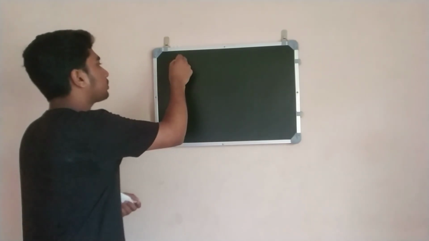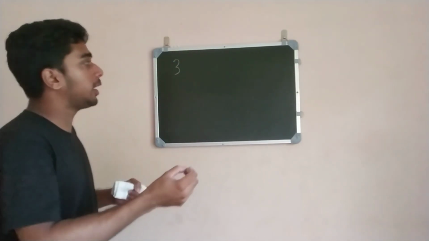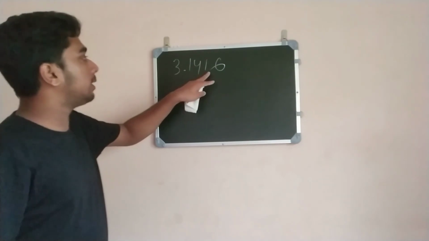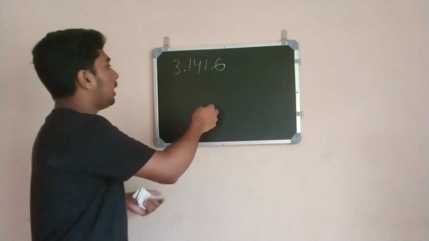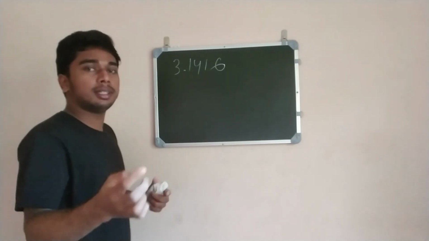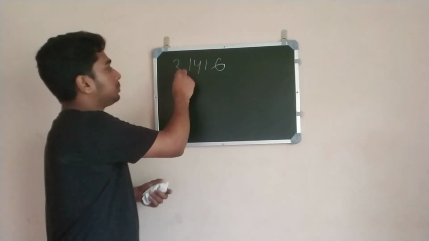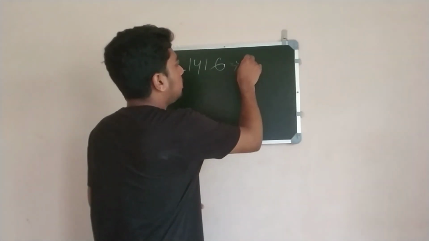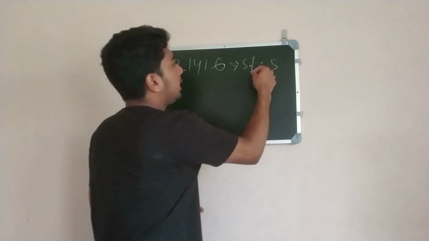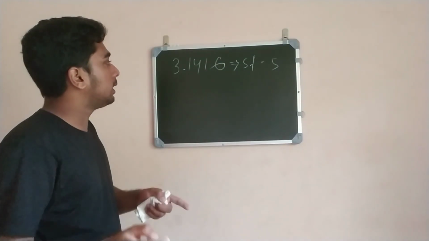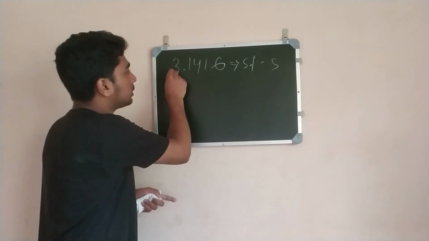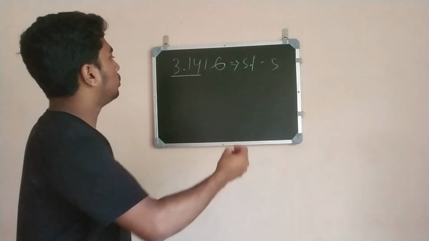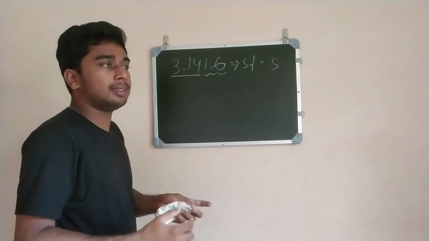Suppose I have the number 3.1416. You already know that this is the value of pi. Here, if I ask how many significant figures there are, you will say 1, 2, 3, 4, 5. So here I have 5 significant figures. But if I want to keep only 3 significant figures, what is the rule in physics to eliminate this part? Let us see.